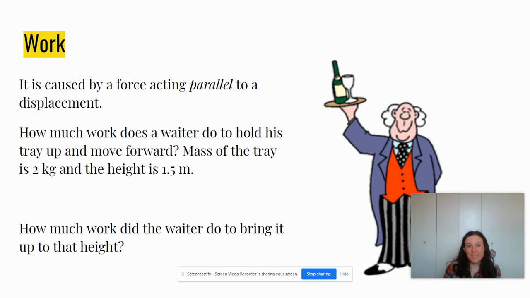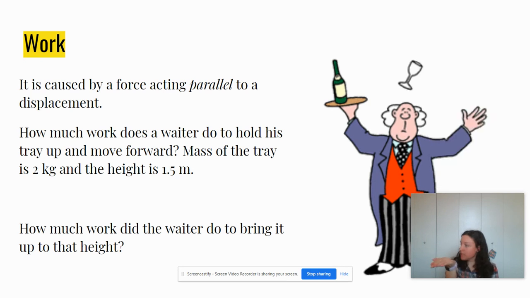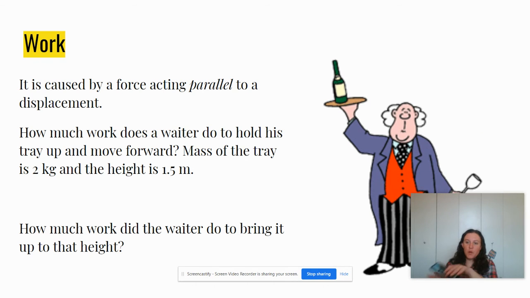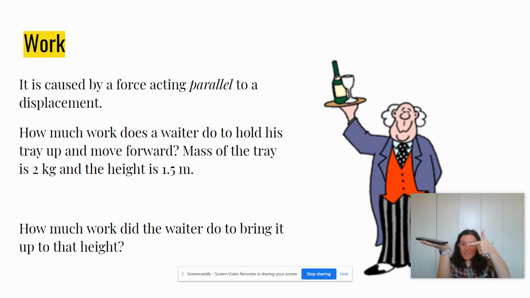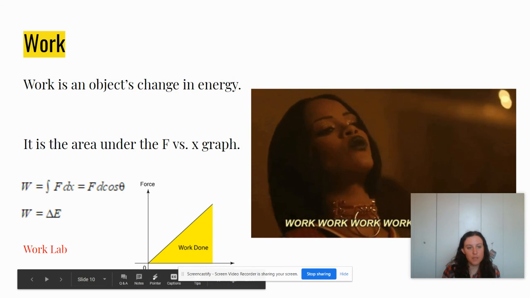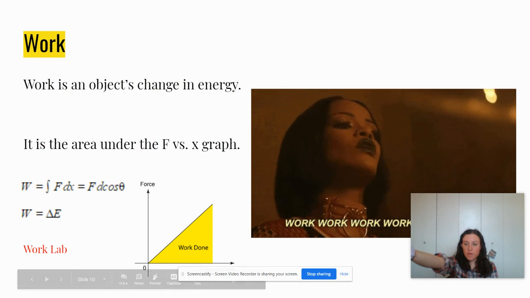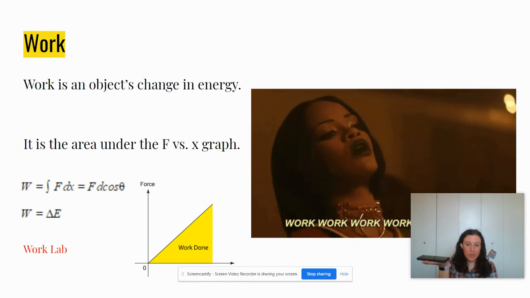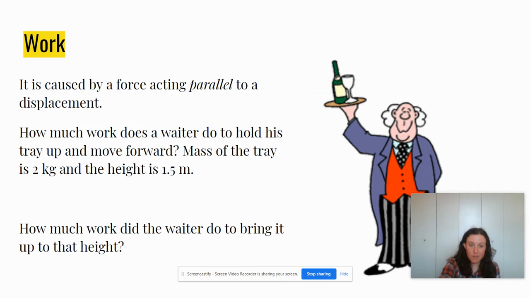Now, the force has to act parallel to my displacement. So if I'm holding my phone and I'm going to walk forward, I don't do any work because the energy does not change. Another reason: the force here is up, the displacement is sideways, that angle is 90 degrees, and if we go back to our equation, cosine of 90 is 0, there's no work. So even though I'm moving it, I'm not doing any work. Its potential energy is not changing, its kinetic energy is not changing, therefore there's no work. You do work to lift something up, but not to bring it sideways.